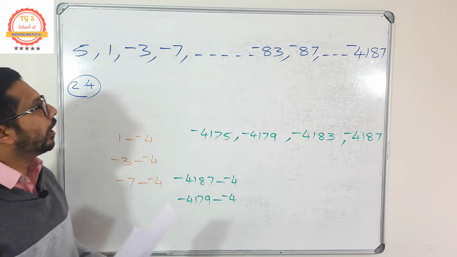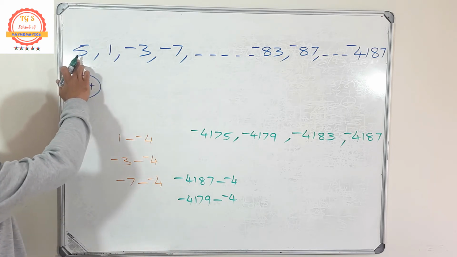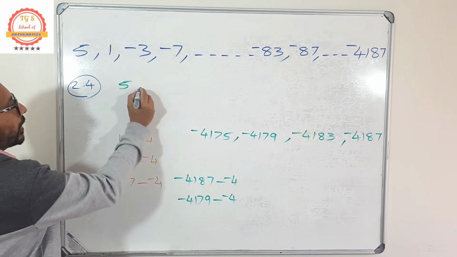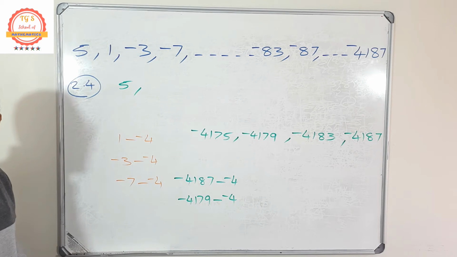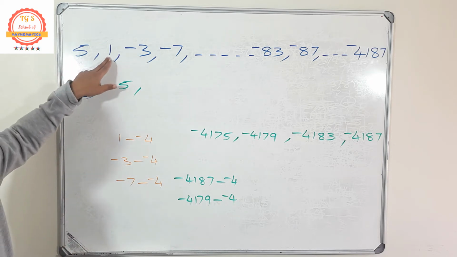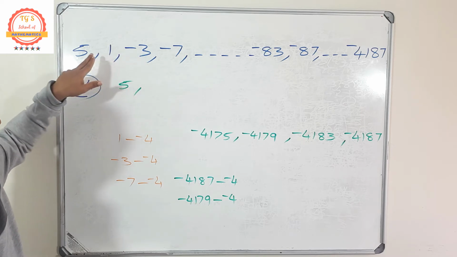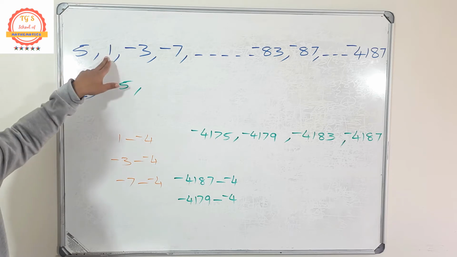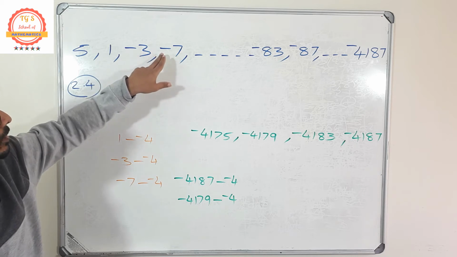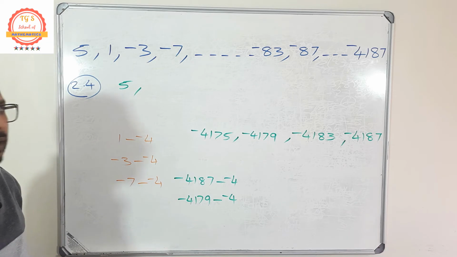Okay. So how can we write the term now? Look at this one. First term is 5. That 5 is, of course, divisible by 5. Then what is the second term that is divisible by 5? Look at this one. 5 minus 4, 1. 1 minus 4, minus 3. Minus 3 minus 4, minus 7. So next term is minus 11.